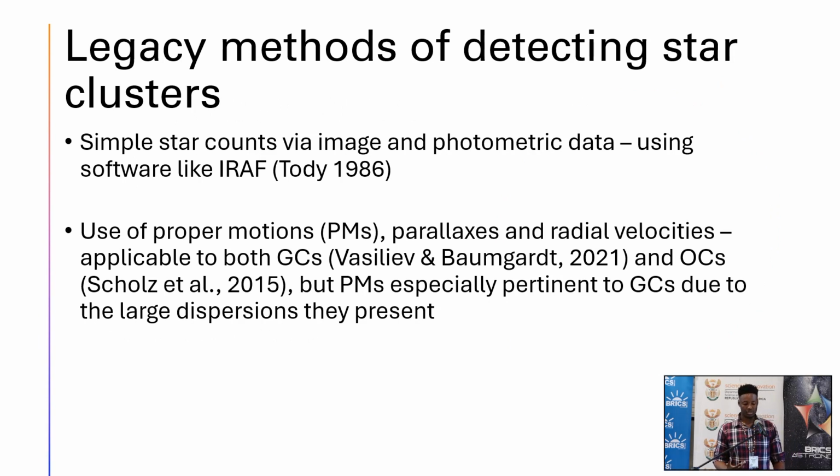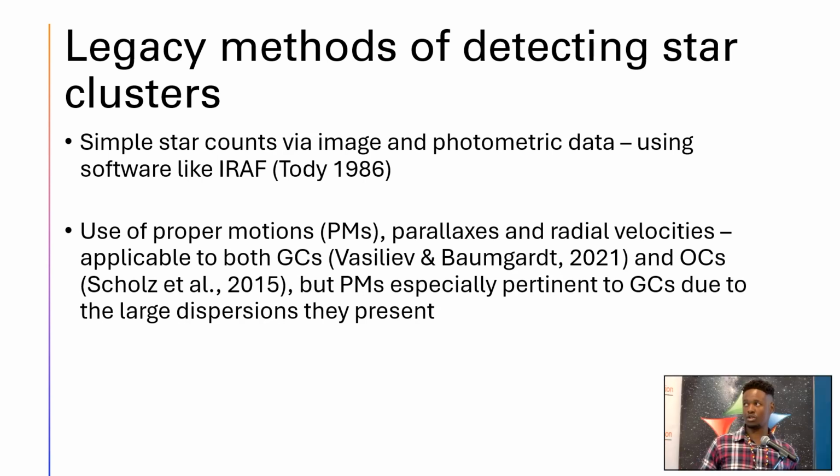In the typical sense, what people would often do in order to detect these star clusters would be to perform very simple star counts, where they would use software like IRAF to count, one by one, the stars in image data, photometric data. Later on, with more advanced surveys tracking the motion of stars, many astronomers before us were able to characterize the kinematic properties of these objects.